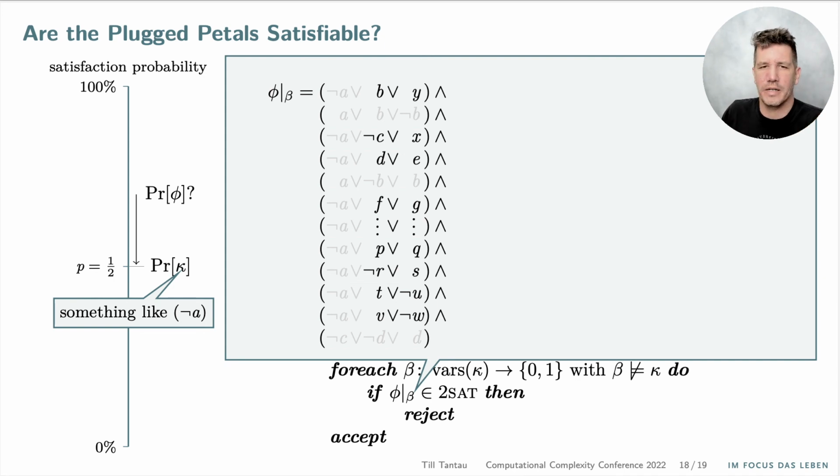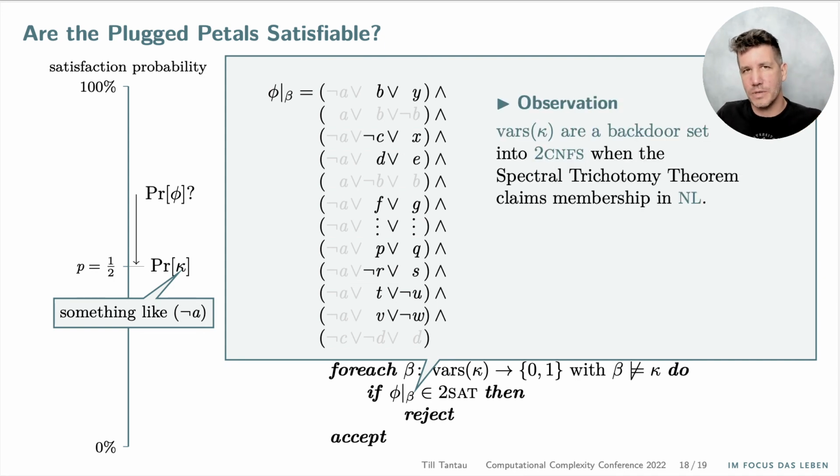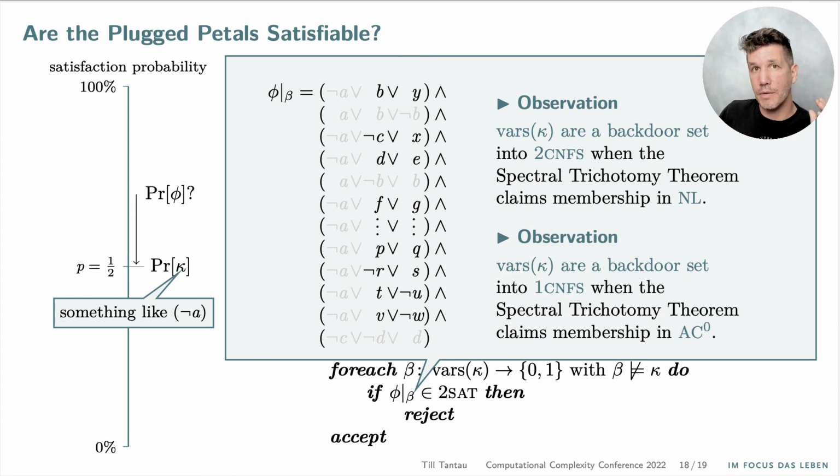That's basically the idea. So in general, what turns out is that the variables in this kappa are always a backdoor into 2-CNFs whenever the spectral trichotomy theorem says so, and they are even a backdoor into 1-CNF if the spectral trichotomy theorem claims membership in AC0.